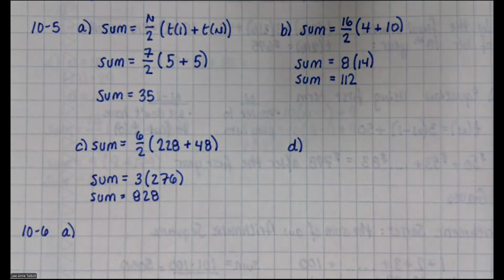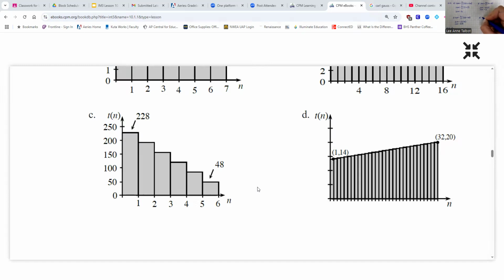Okay, last one. Okay, don't let this one trick you. How many bars are there? 32, nice. What is the height of the first bar? And last bar?